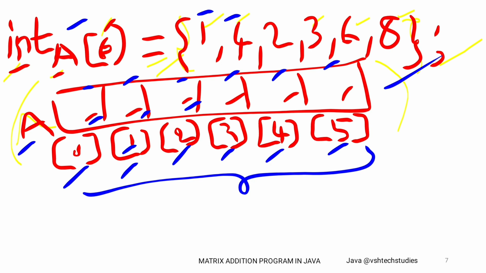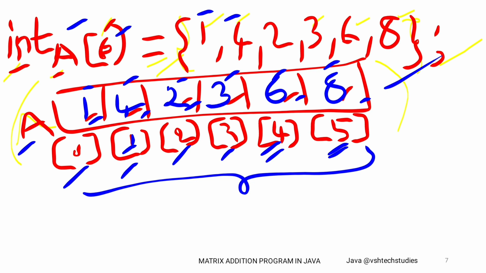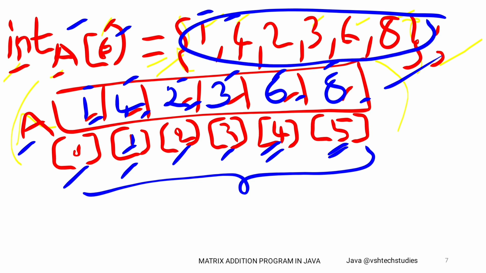When we initialize this way, 1 will be stored in the 0 indexed memory location, 4 will be stored in the next one where index is 1, 2 will be stored where index is 2, 3 here, then 6 is stored in the memory location where index is 4, 8 is stored in the 5 indexed memory location. So this is how all the 6 elements will be stored in the 6 reserved memory locations. So this is a single dimensional array. All are treated as one row here, we can say.